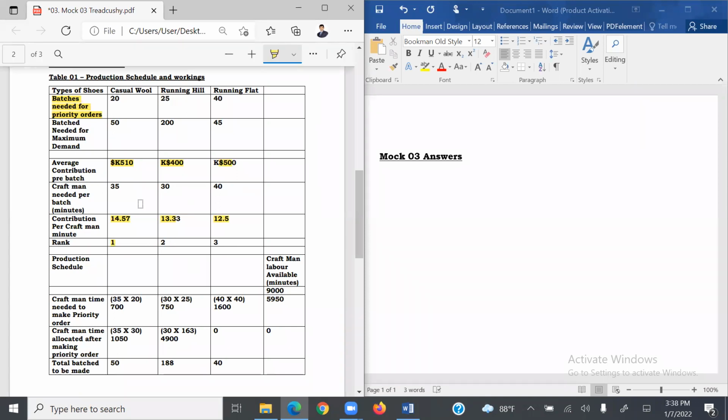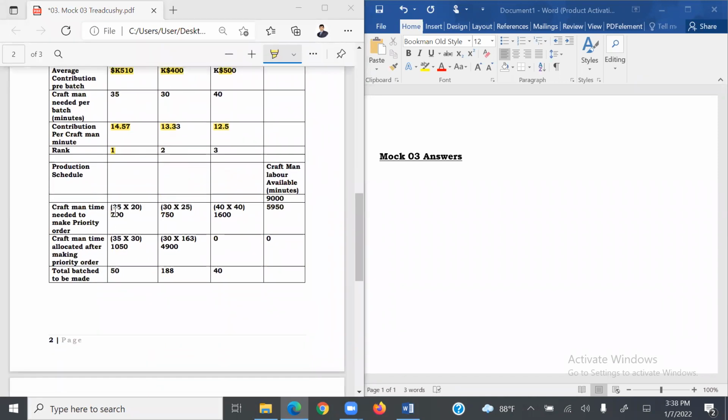Students, this is just the basic limiting factor analysis. Before we move forward, any questions you have, you can ask me. This is the basic limiting factor analysis.